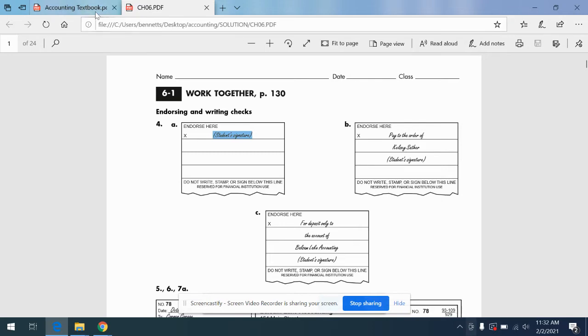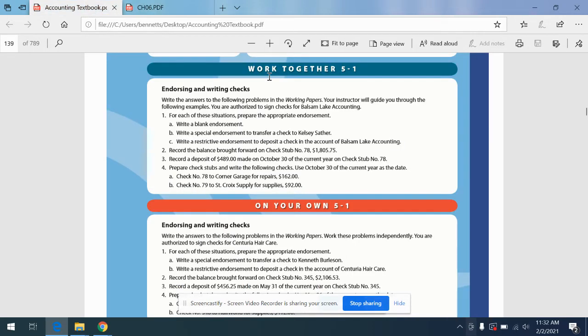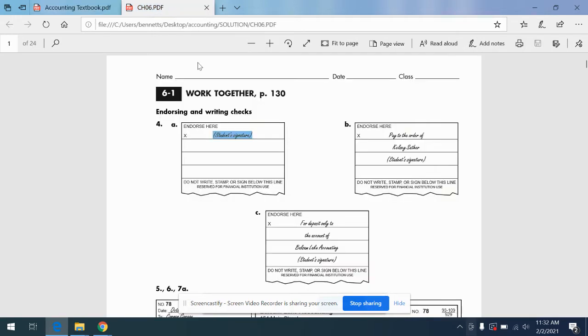Okay. And one more time here, because I know this is confusing, but it's not always easy. It says for each of these situations, prepare the appropriate endorsement. It says A, write a blank endorsement. Okay. So, Jace, when you write a blank endorsement on the back of the check, you sign your name. Okay. It's a blank endorsement. Basically, the check was written out to you. You're allowed to sign. And so you do that. Make sense?